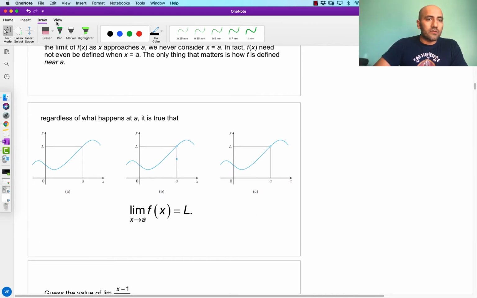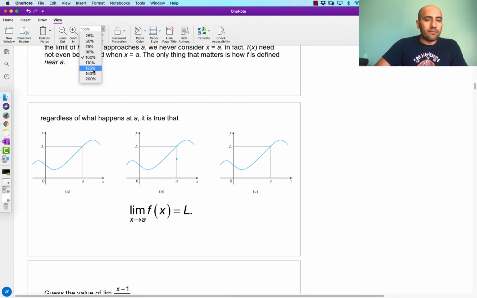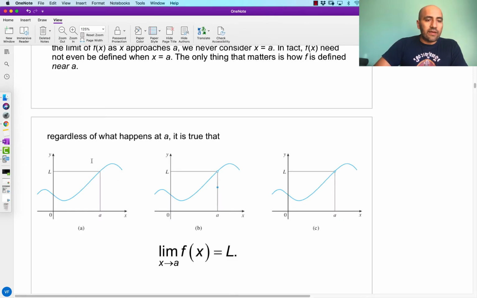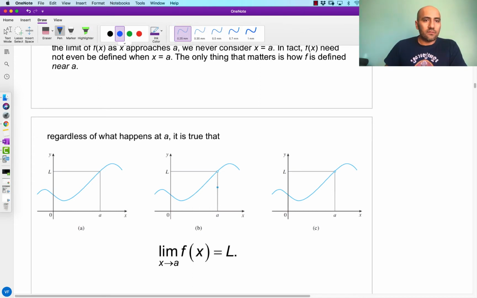Let's see. So these are similar. Notice that here we have some function f of x. These are all f of x functions. So these are just random examples of functions. And notice that in the first case, the function is defined at a. f of a does in fact equal L, and it's right on that curve there.